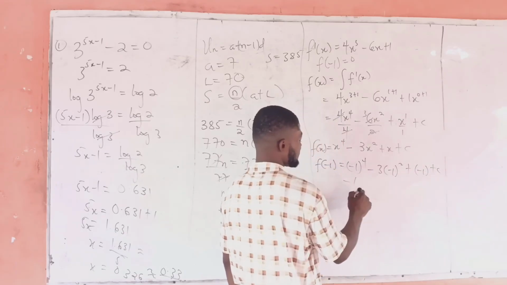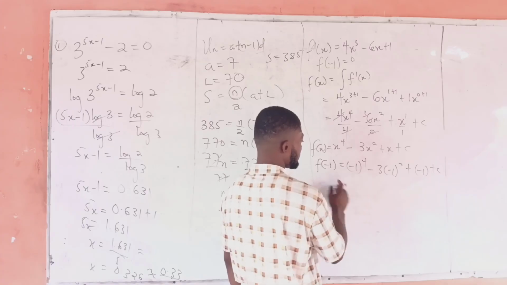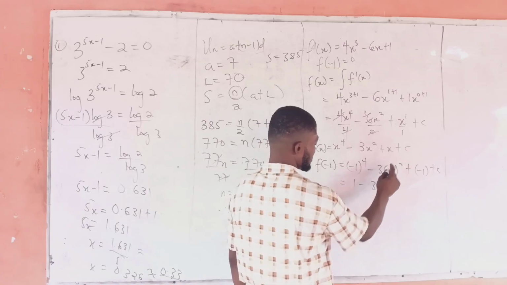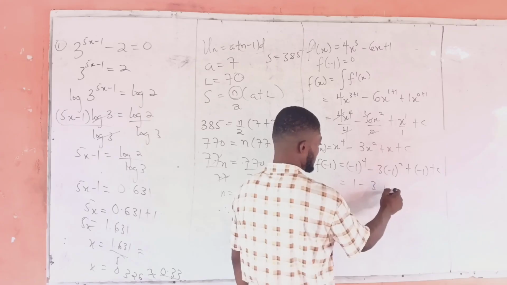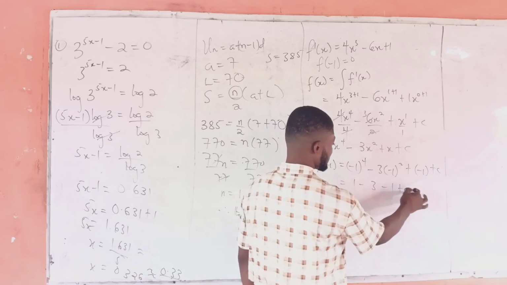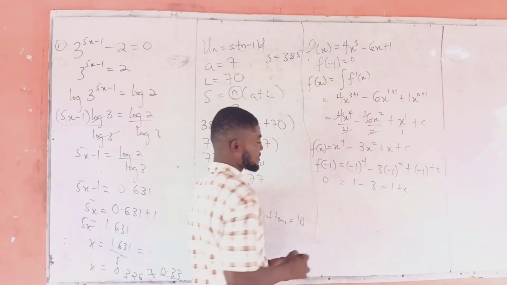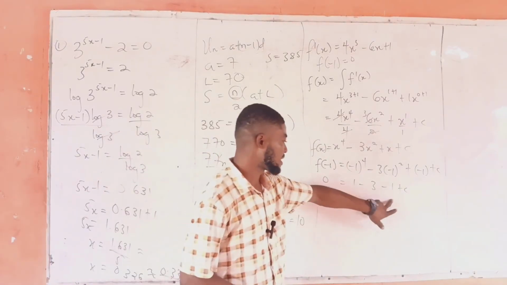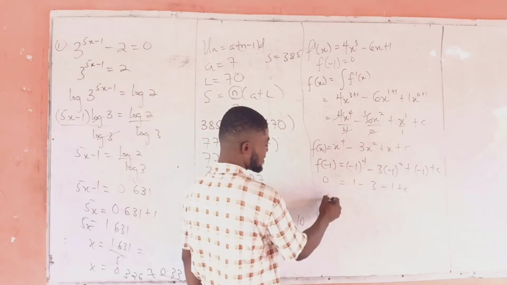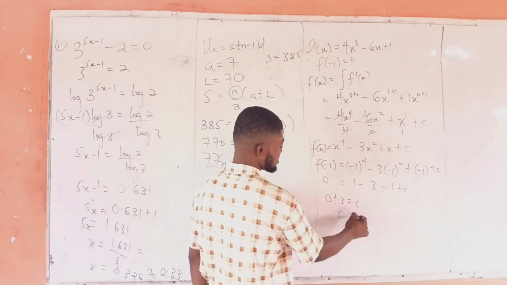This is going to be negative 1. Sorry, 1 minus 3. This is going to be this plus minus 1 plus c. That is equal to 0 actually. And then 1 minus 1, that will be 0. So we have 0 plus 3 is equal to c. C is equal to 3.